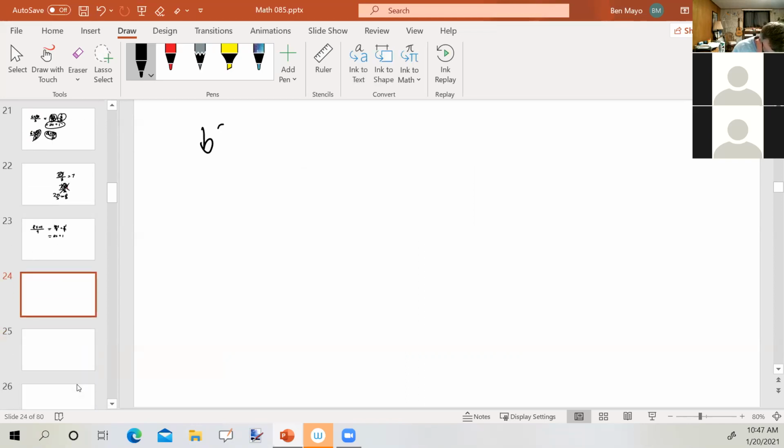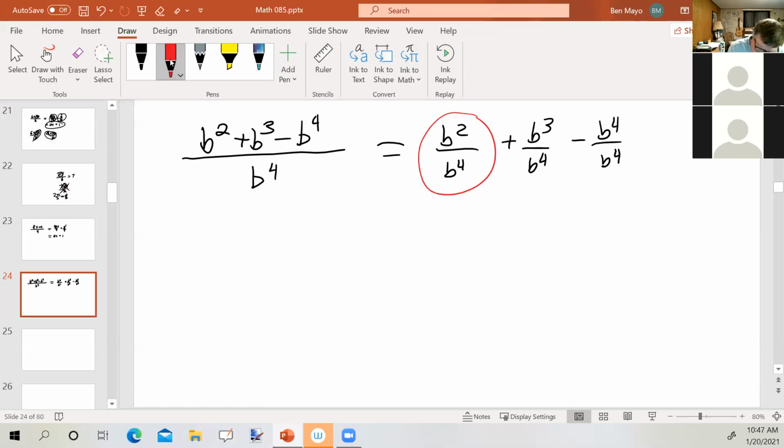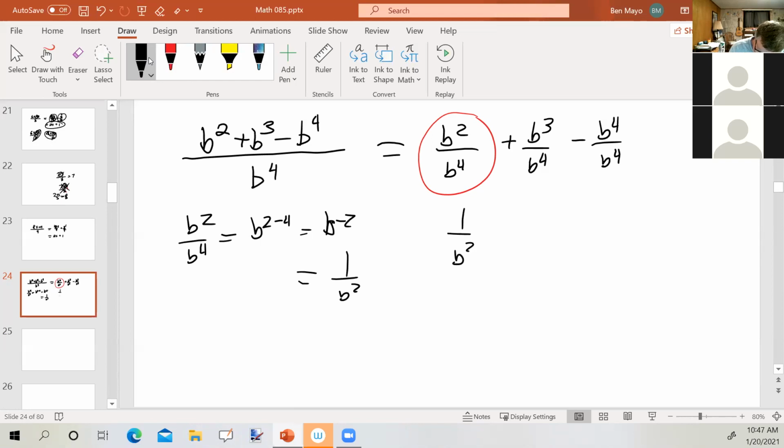This says b squared plus b cubed minus b to the 4th power all over b to the 4th power. So again, a polynomial divided by a monomial. Each term in the numerator divided by the denominator. Okay. And I want my answer to have positive exponents, not negative exponents. Now, let's take a look at this situation. B squared over b to the 4th is b to the 2 minus 4 is b to the negative 2 power is 1 over b squared.